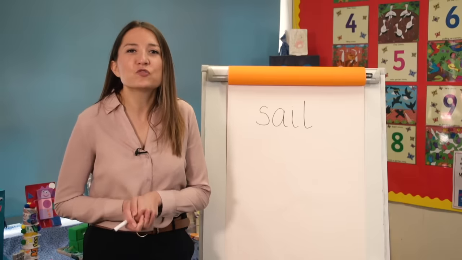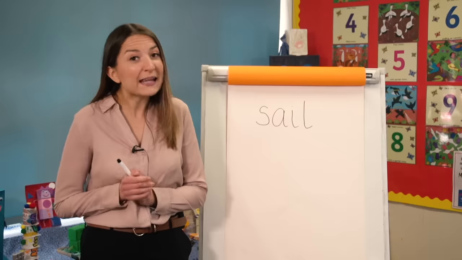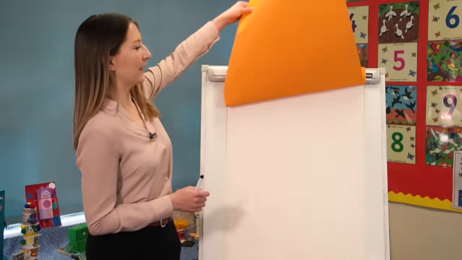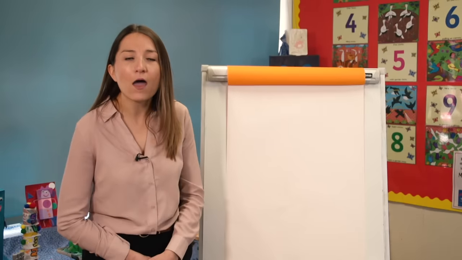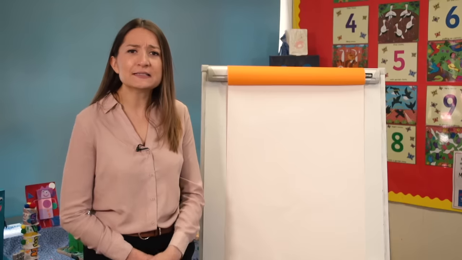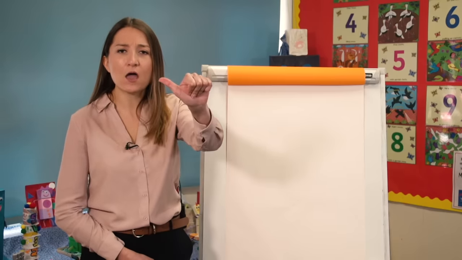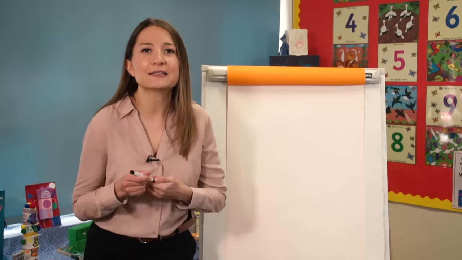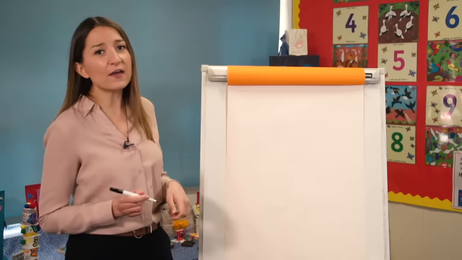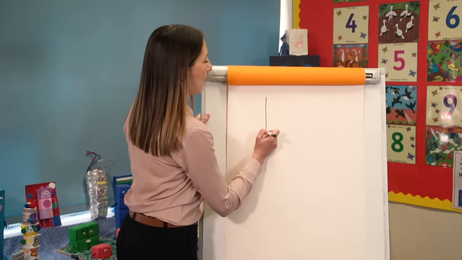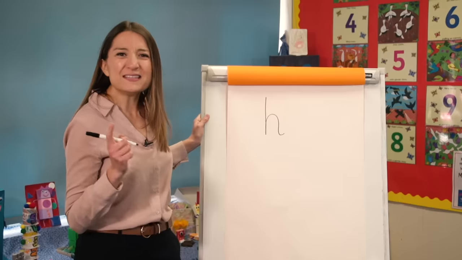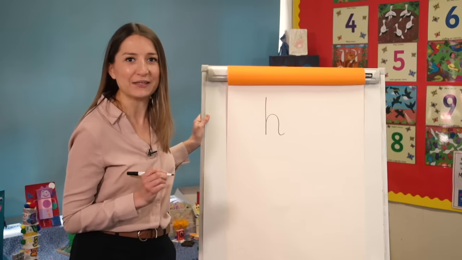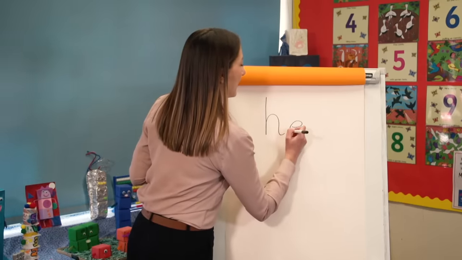Let's learn to spell a tricky word. We can read the word he, so let's spell it. Segment the sounds with me. He. H-e. Let's count how many sounds there are. H-e. That's two sounds. Watch me write he. Well, the first bit is easy. It's h. But the second bit is tricky. The letter e says e.